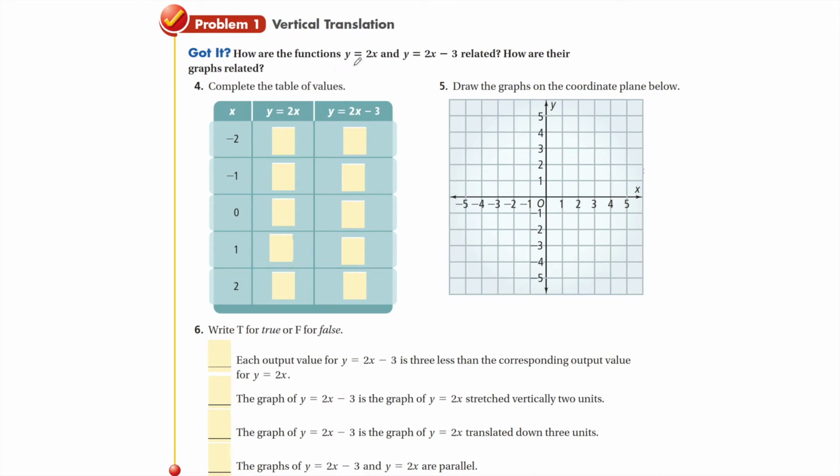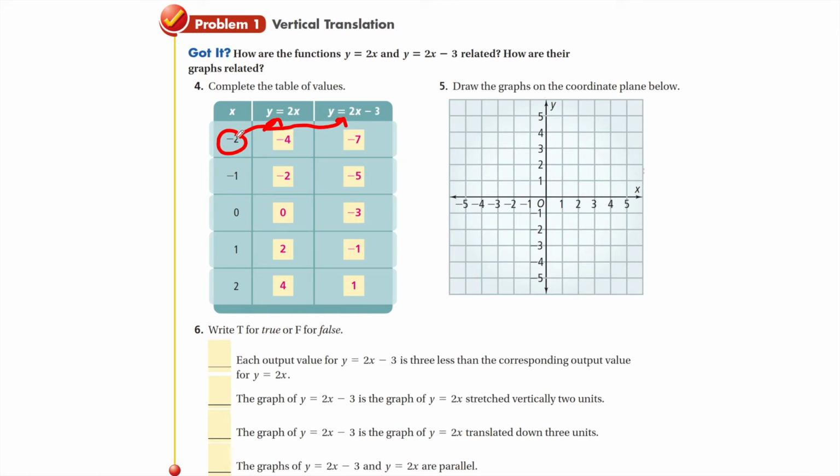Problem number 1, vertical translation. How are the functions y equals 2x and y equals 2x minus 3 related? And more importantly, how are the graphs related? Complete the table of values. I'm just going to shoot through these each and every time, just so you can see them. All this is really saying is, we're going to plug this number into this equation, and we're also going to plug it into this equation and get these answers out.